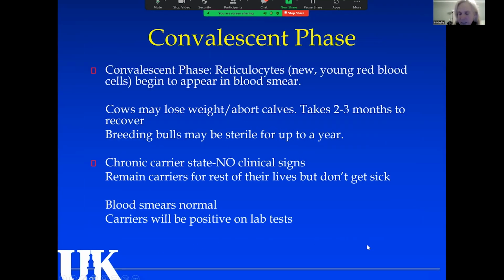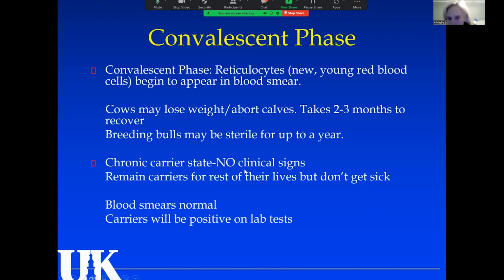Once they are through the clinical phase and you've treated anything that got sick, they go into a convalescent phase, where they're getting their red blood cells back again. But during that time when they're recovering, that's usually when they're going to abort, and they'll almost always abort their calves. It does take a couple of months to rebuild blood volume. And the important part of that is breeding bulls may be sterile for up to a year. So just remember, it has effects that can be long lasting from anaplasmosis until they get back up to speed again. And then they become chronic carriers.